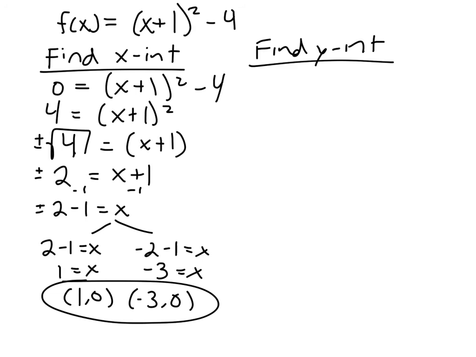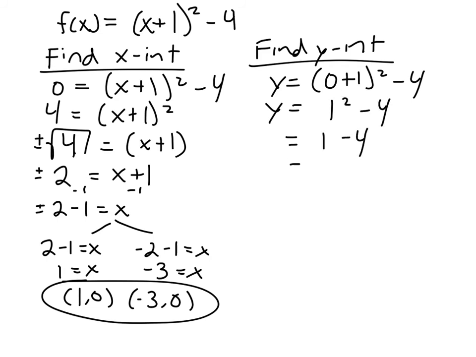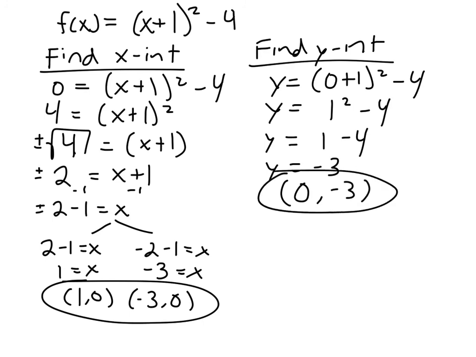To do that, I'm going to plug in 0 for x. So I'll have 0 plus 1 squared minus 4. This is 1 squared minus 4, 1 minus 4, negative 3. So x is 0, y is negative 3. That's the y-intercept. Now I really do have all the pieces.